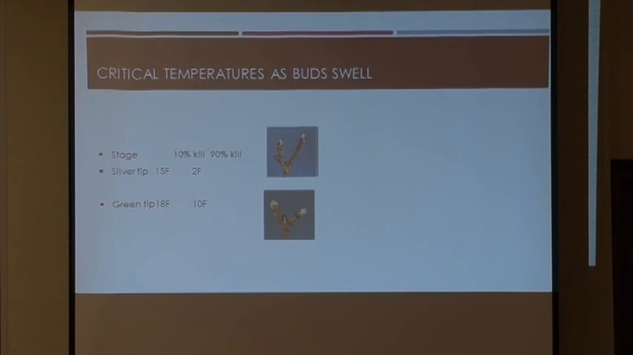So, I thought I should put this up. Critical temperatures. This isn't in your handout, by the way. I put this on last night. Critical temperatures as buds swell. At Silvertip, for 10% kill, it's actually 15 degrees. And for 90% kill, by the way, this would be unacclimated trees. If you have 2 days of below freezing weather before it gets this cold, the trees will be better acclimated. 90% kill is 2 degrees.